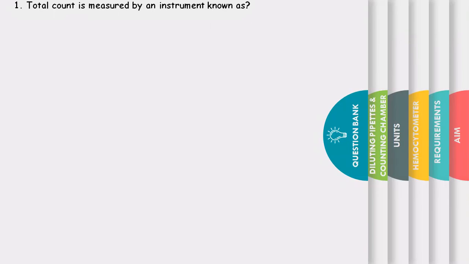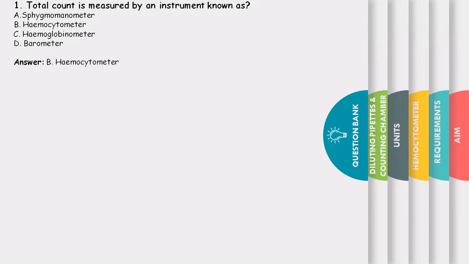Now the first one: total count is measured by an instrument which is known as, option A is sphygmomanometer, option B is hemocytometer, option C is hemoglobinometer, and option D is barometer. And the answer is B, hemocytometer.